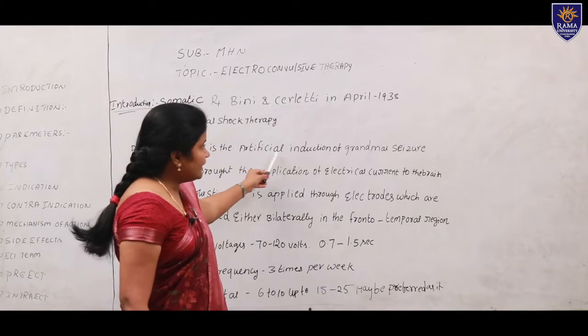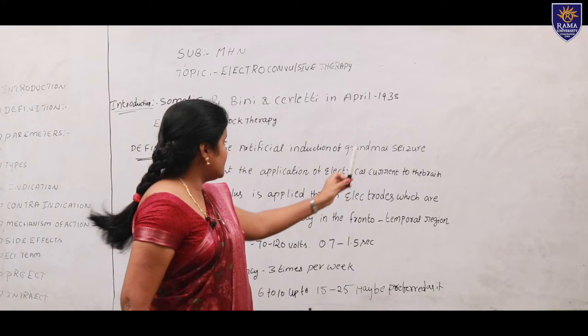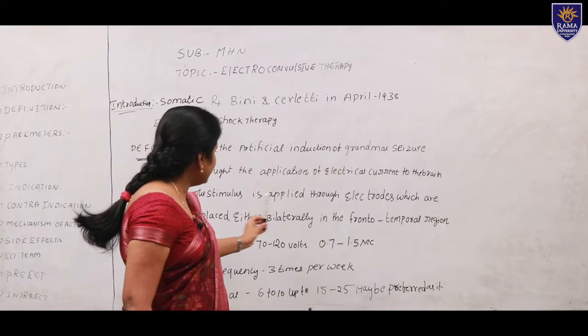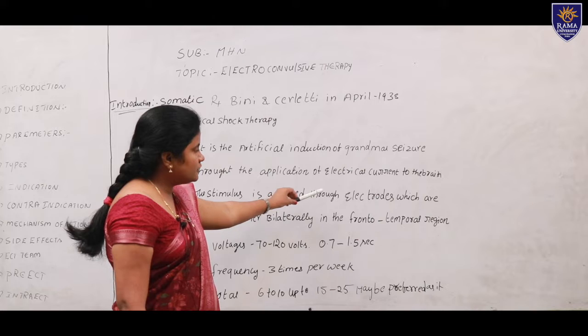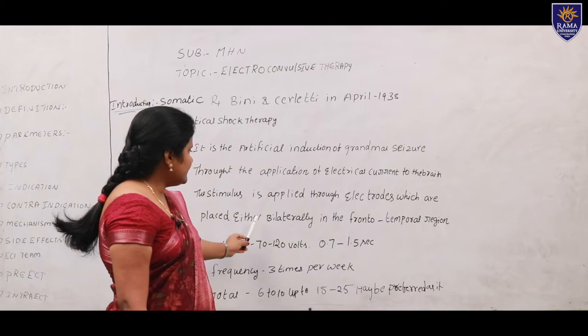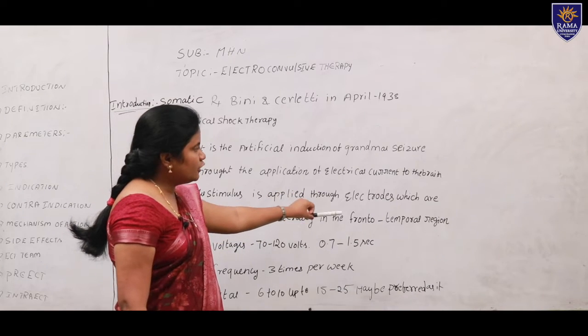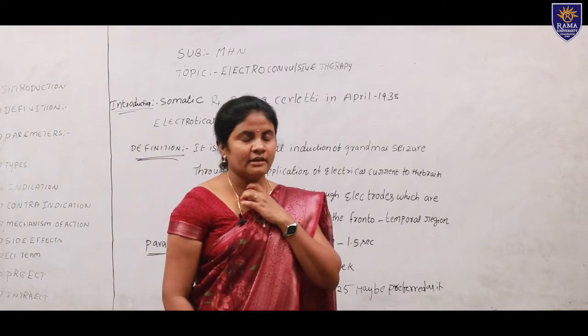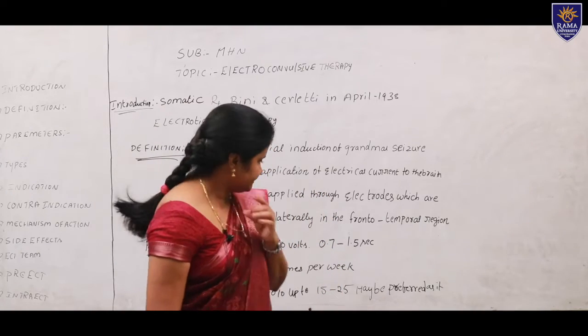It is the artificial induction of grand mal seizures through the application of electrical current through the brain. The stimulation is applied through electrodes placed either bilaterally in the frontotemporal region, both sides, or on the dominant side also we can apply the electrodes.